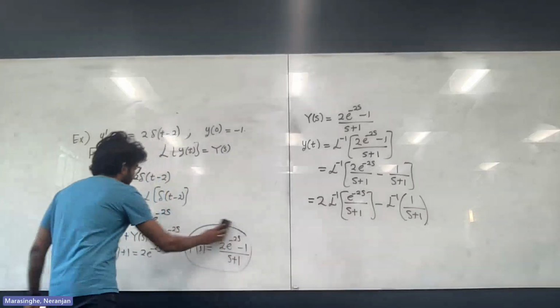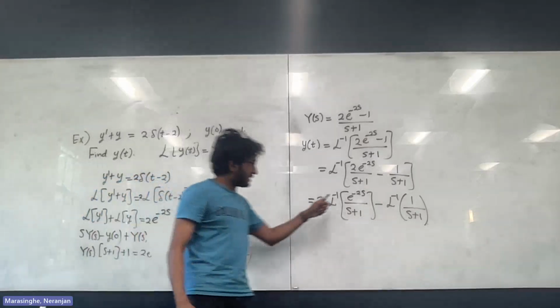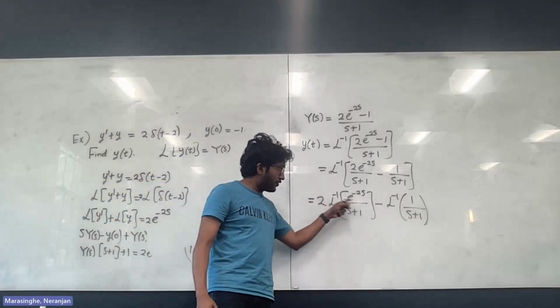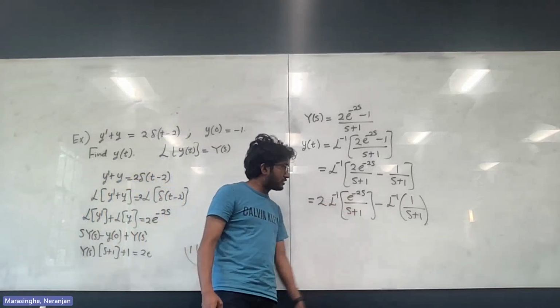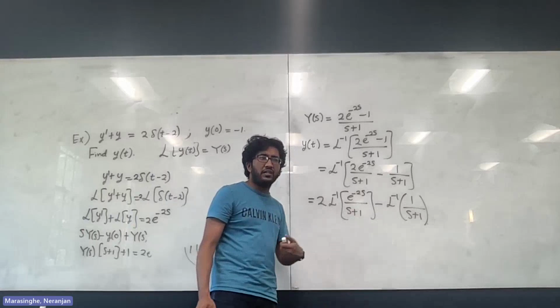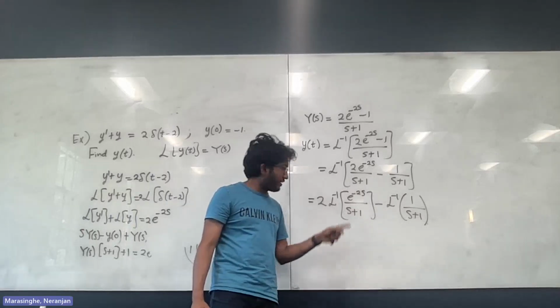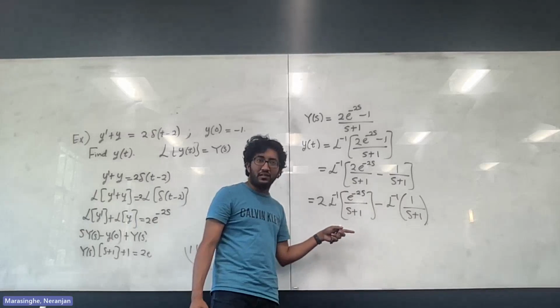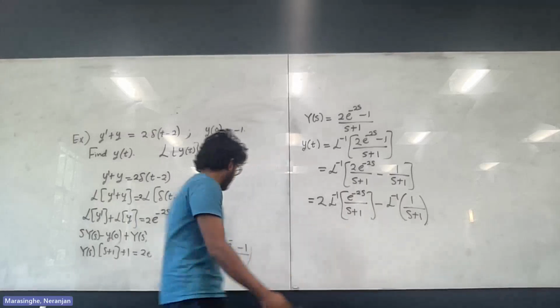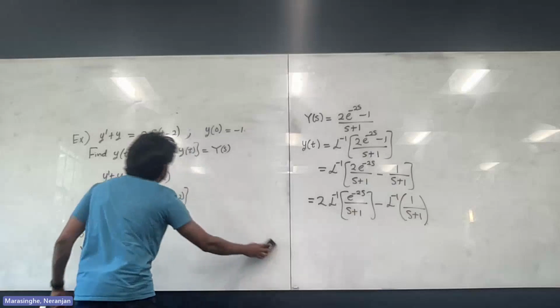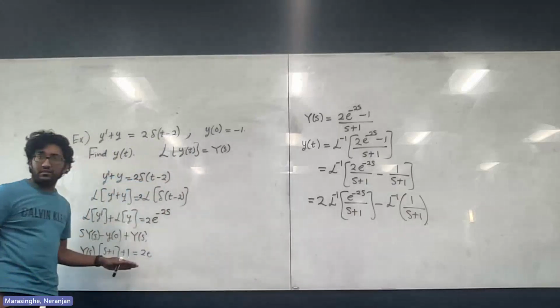If you have something like this, we discussed some examples like this. If you see e^(-2s) divided by (s + 1), what is our usual technique? We forget about e^(-2s) and we consider 1 divided by (s + 1). Right. Let's think about that. Have you all written this down?